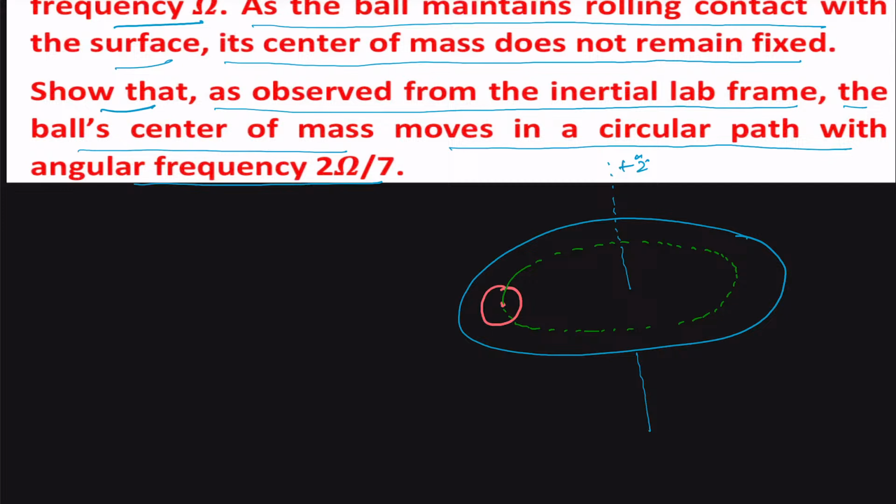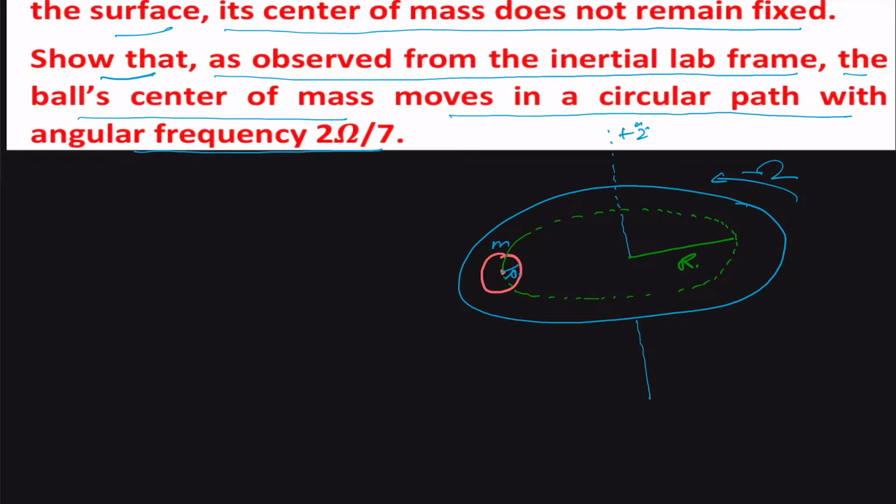Let us call r its radius, and this ball has a radius of small a, and its mass is m, and the table is rotating with the angular speed omega. So in this case we are going to use cylindrical unit vectors, and let us call these cylindrical unit vectors r, phi and z. We are going to use this.